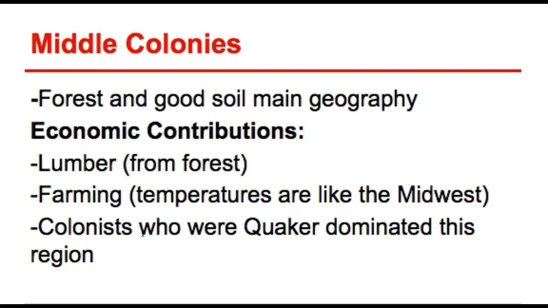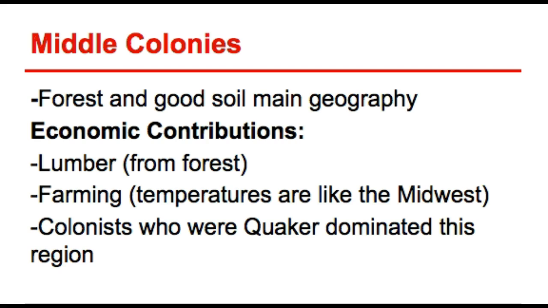They're pretty much like the Midwest is in the United States today. So for the original 13 colonies, they were like Kansas and Missouri and Iowa. They provided the main food source for the colonies, and they would trade with England as well. The main colonists we're going to see in this area were Quakers, who dominated most of this region, and that's a religion.